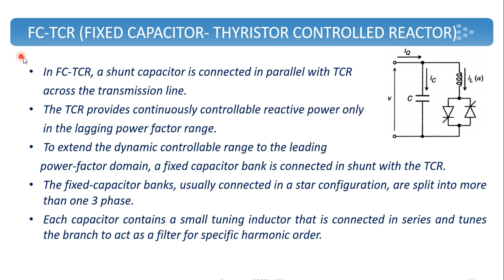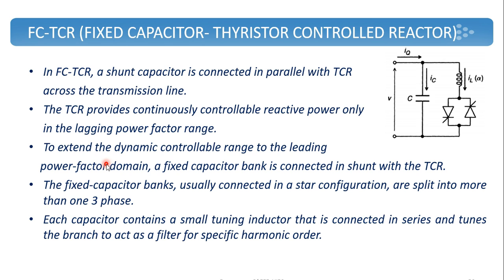Next is the fixed capacitor thyristor controlled reactor. This is also a part of the static var compensator. The fixed capacitor thyristor controlled reactor consists of a shunt connected capacitor in parallel with a thyristor controlled reactor. So there is a capacitor and a thyristor controlled reactor. The thyristor controlled reactor continuously controls the reactive power for lagging power factor. This system is mainly used for lagging power factor only.